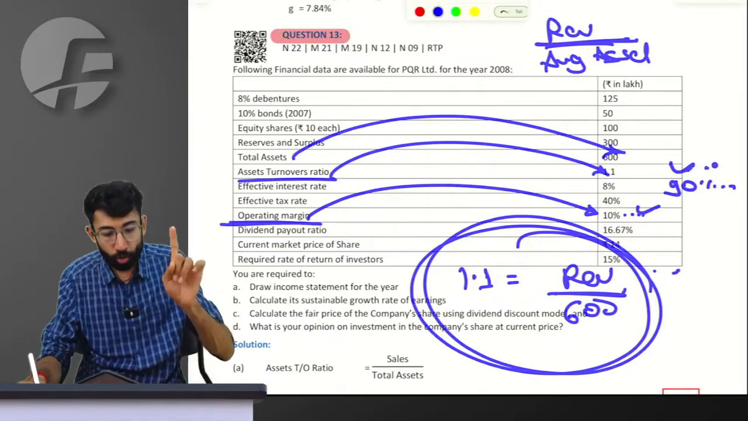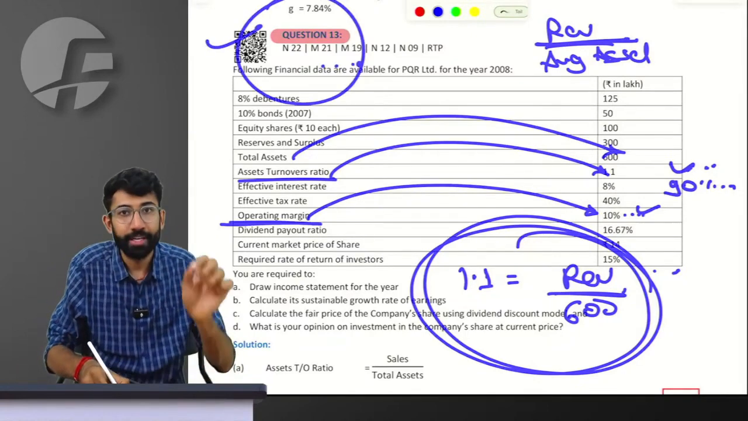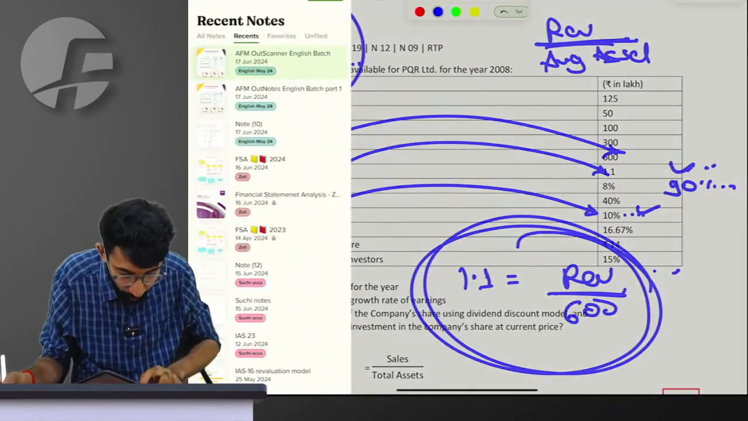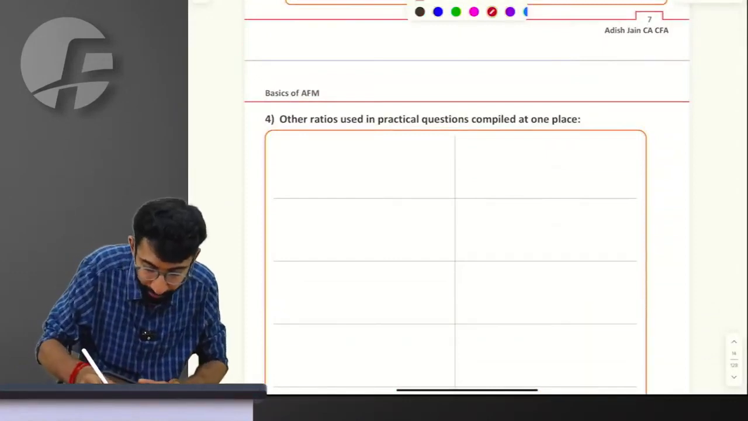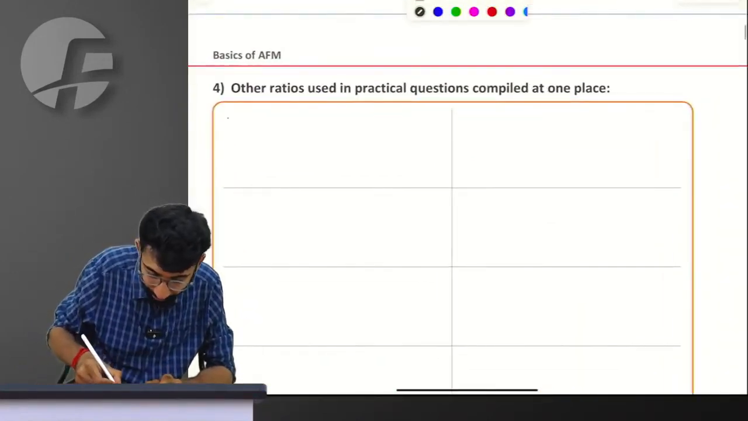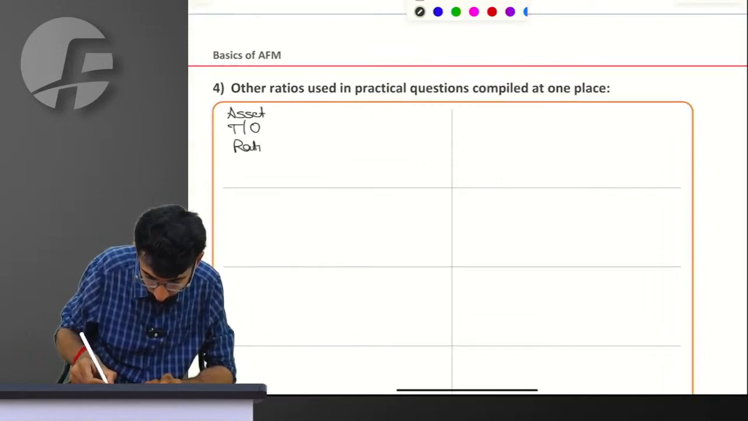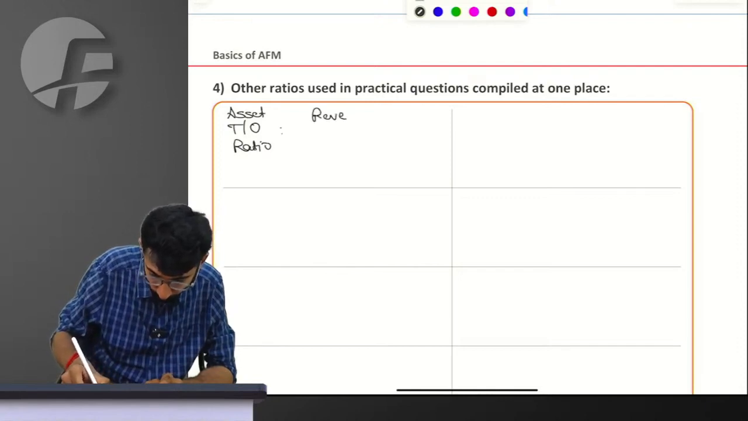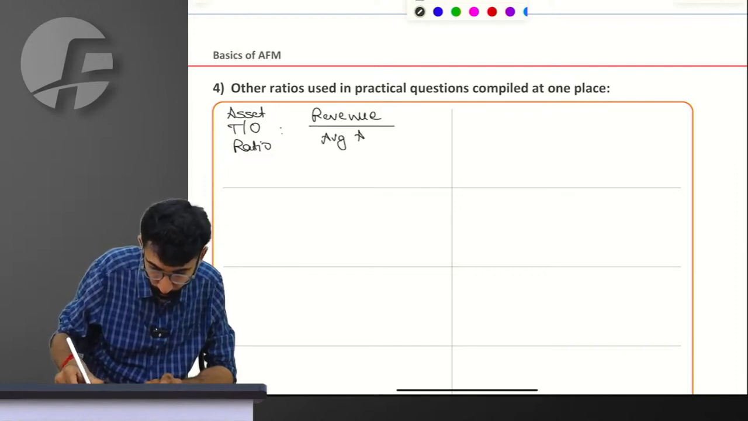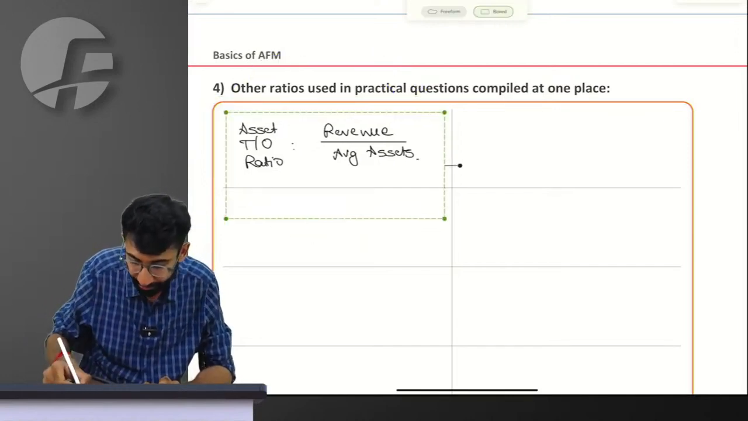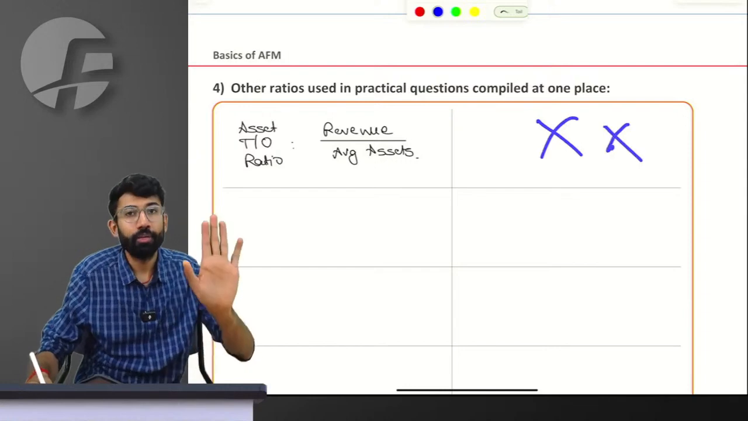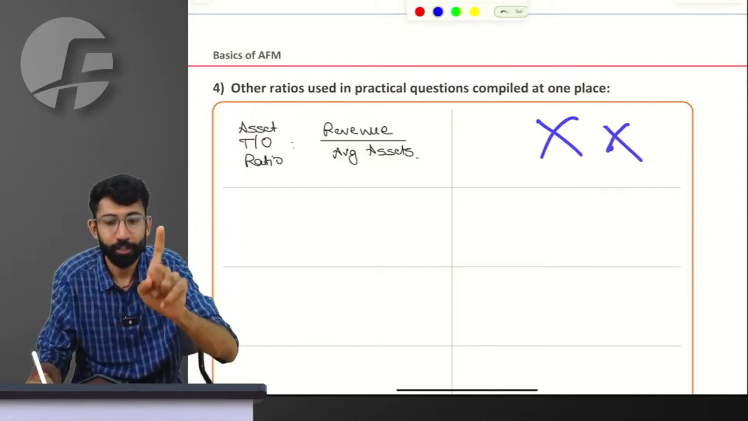All right. So just before we end the lecture for the day, let us do one more thing. One more thing would be going to the outnotes. We have a specific page where we need to write down all the formulas, where the first formula we need to write down is asset turnover ratio. Revenue divided by average asset. Basic, simple.